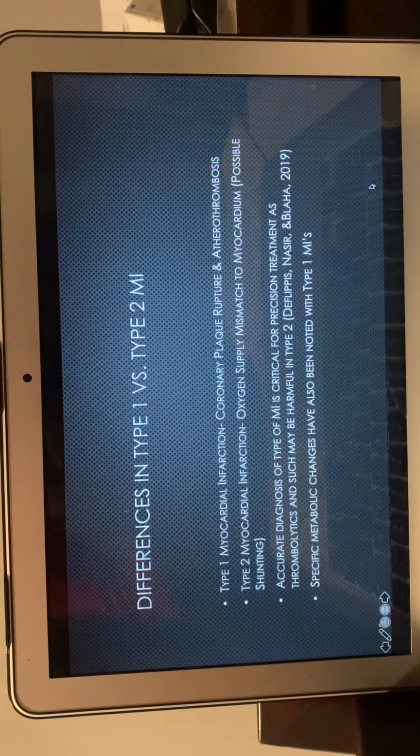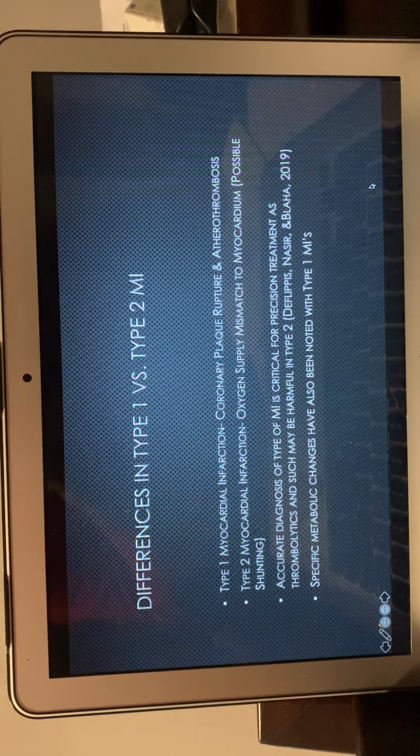So new research and the trials they're actually going through, looking at differences in type 1 versus type 2 MIs. Type 1 myocardial infarction, you have coronary plaque rupture, arterial thrombus. And then type 2 myocardial infarction, there's an oxygen supply mismatch similar to the myocardium, possible shunting. Overall, there's still blood being pushed to the heart, but it's lacking the oxygen attached to that red blood cell, so therefore causing ischemic damage and can be significant for myocardial infarction.